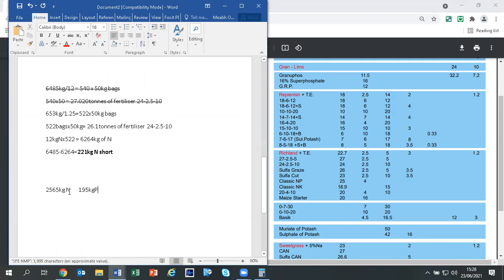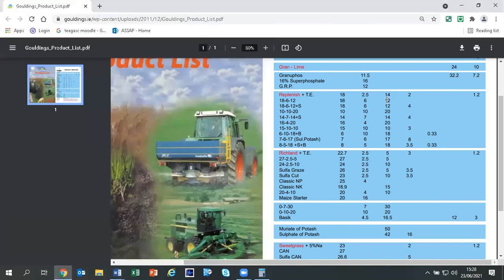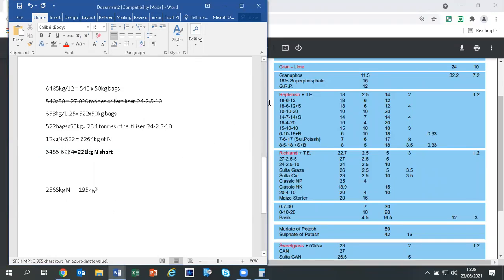Again, we are going to look at the breakdown of our nitrogen to phosphorus ratio. We can see that it's over 10:1. So in that scenario, maybe we are going to go with 27, 2.5, 5. What we could also do is go with the likes of 18, 6, 12 and then compensate with a little bit of CAN or urea to make up the difference, because we know that the ratio here is only 3:1 for nitrogen to phosphorus. So that will leave us short on our nitrogen if we spread 18, 6, 12.